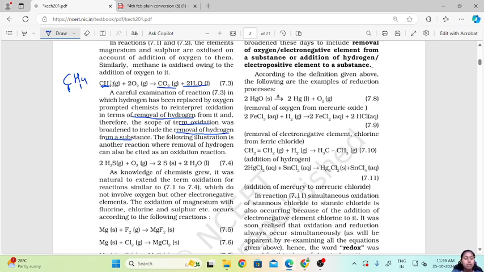Okay. Now the following illustration is another reaction where removal of hydrogen can be cited as an oxidation reaction. So H2S gas, when we react it with oxygen, the hydrogen is removed from H2S and is combined with oxygen to form water molecules. So again there is a removal of hydrogen.